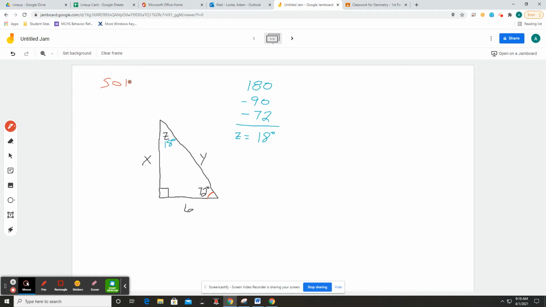If we go back to our acronym SOHCAHTOA, we can look and see that we're looking for the opposite side, and we know the adjacent side, so we're going to use tangent. So the tangent of 72 degrees is going to be equal to the opposite divided by the adjacent. The opposite is x, divided by the adjacent side of 6. And from here, we'll just need to solve this out to find the value of x.